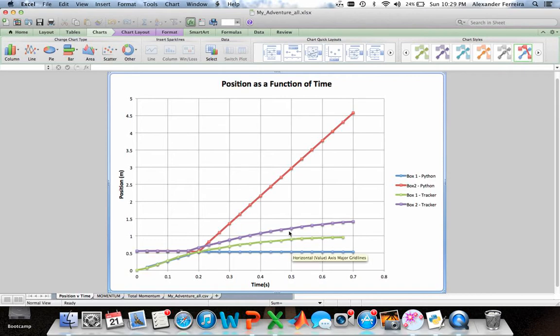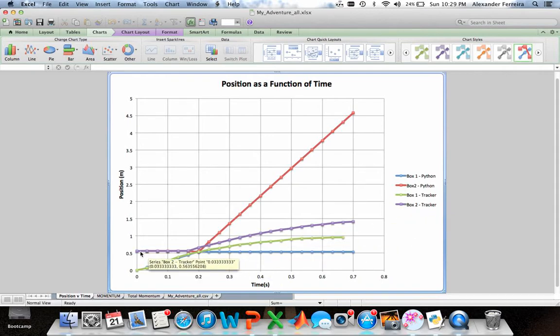Okay, so the first thing I want to point out is this green line, box 1 from Tracker. So this green line, position versus time, obviously shows that the object had some initial velocity. It was pretty constant. However, at 0.2 seconds when the interaction occurred, it didn't go to 0. It still had some velocity. It didn't go to 0.